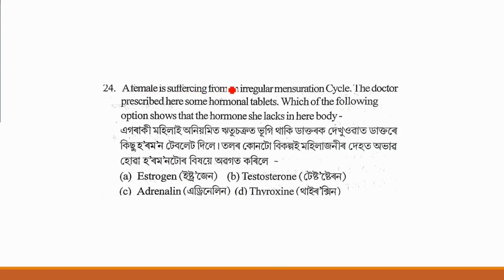A female is suffering from an irregular menstruation cycle. The doctor has prescribed some hormonal tablets. Now our correct option will be estrogen. Why? Because estrogen is one of the primary hormones involved in regulating the menstrual cycle. An imbalance or lack of estrogen can lead to irregular menstruation. Testosterone, adrenaline, and thyroxine do not play a central role in regulating the menstrual cycle. These are related with different functions. So our correct option will be estrogen. Now we'll proceed with the next question.